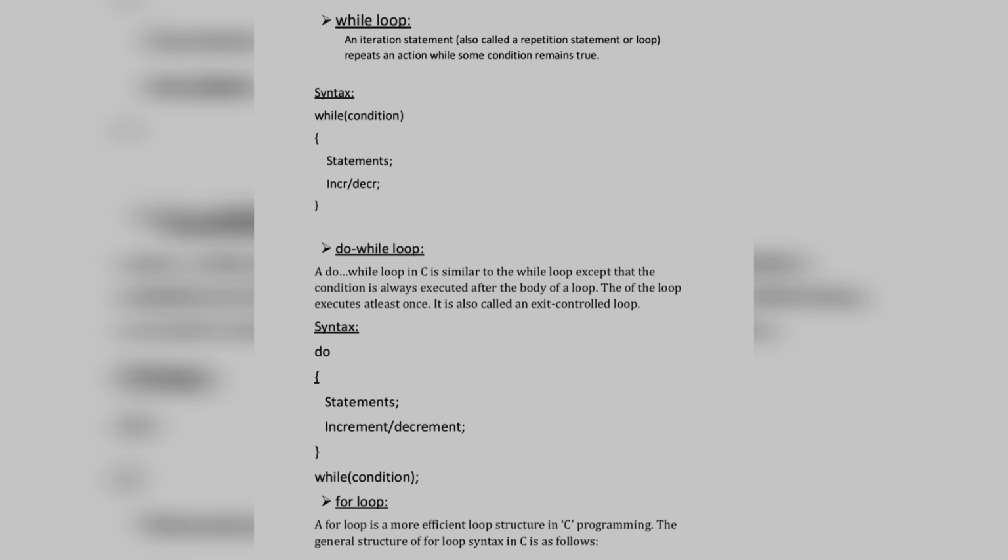A for loop is a more efficient loop structure in C programming. The general structure of for loop syntax in C is as follows. For, and then in the brackets we'll write variable initialization, and we'll use the semicolon, then condition and semicolon, and increment or decrement, and then we'll open the parenthesis and write the statements, and then we'll close the parenthesis.